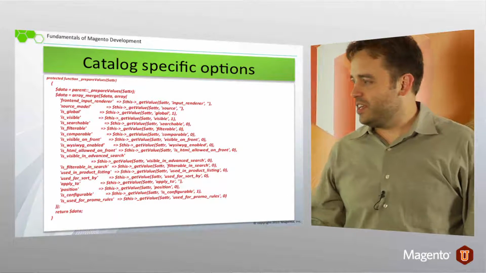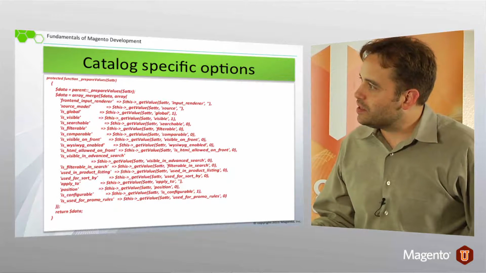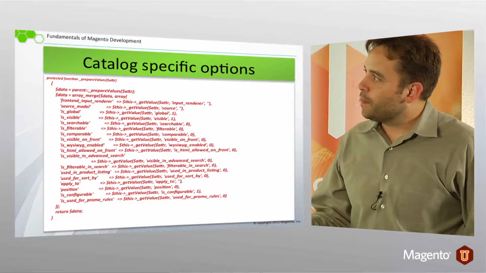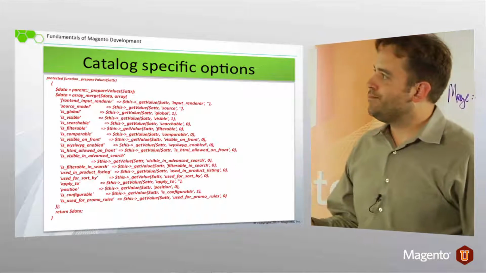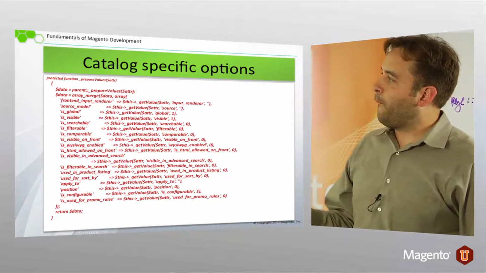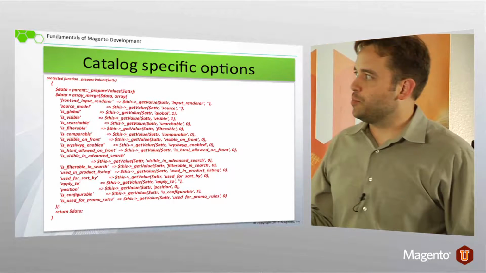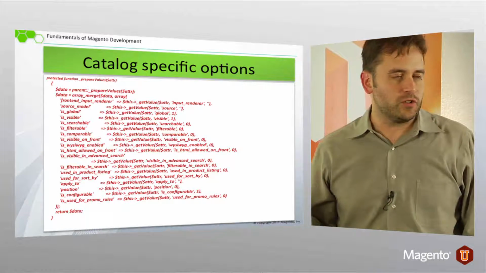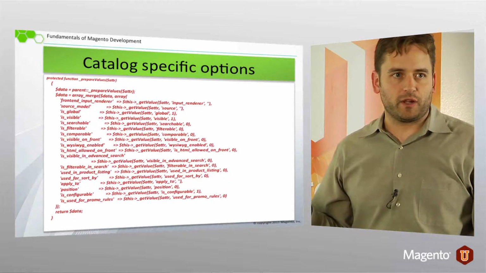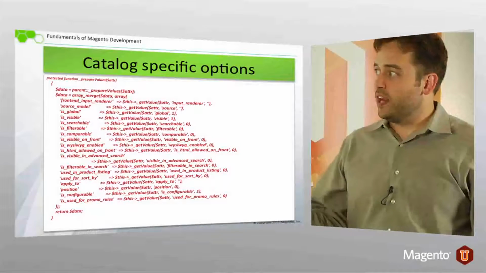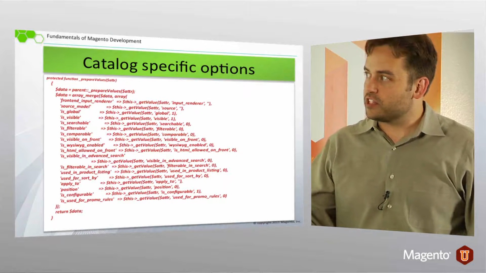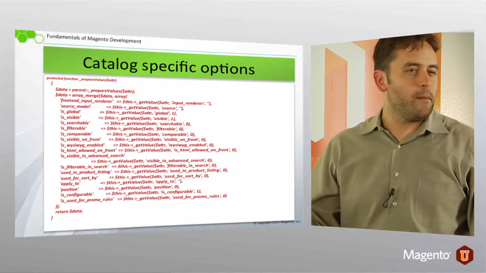So in this case, if I wanted to set whether or not an attribute is filterable, this would be for the catalog product entity. I was adding an attribute to the catalog product entity, and I wanted to set is filterable. This is the column name, by the way.